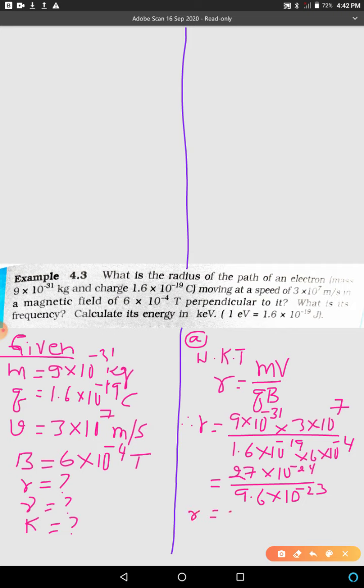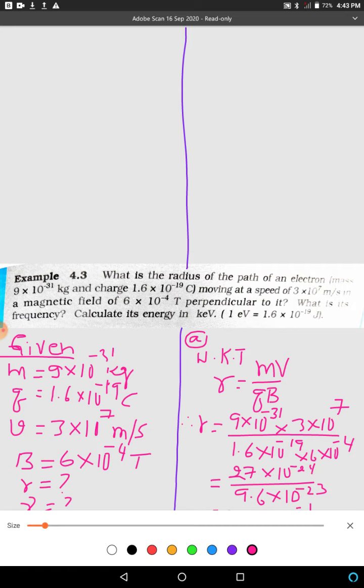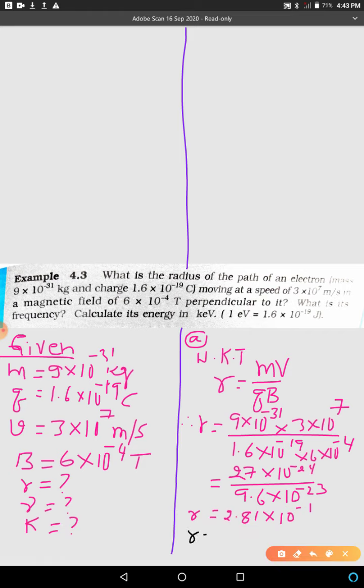R will be equal to 2.8. We can write it as 1, into 10 power of what? See, the numerator has minus 24 and here there is minus 23. When minus 23 comes to the numerator, it becomes plus 23. Minus 24 plus 23 will be minus 1. 10 power of minus 1. Therefore the final answer R will be equal to 0.28 meter. So it is 28 centimeter or 0.28 meter.